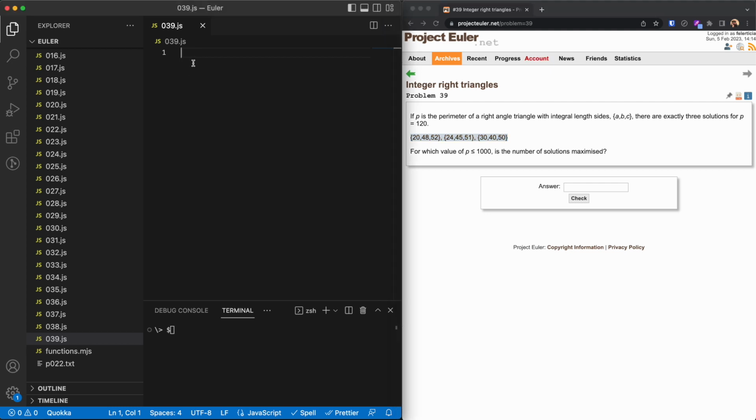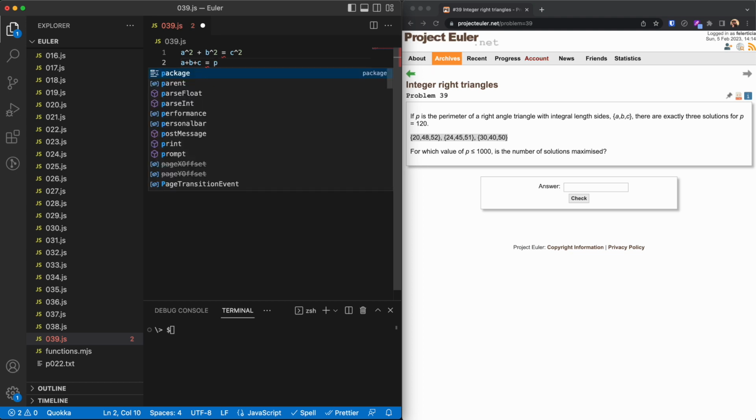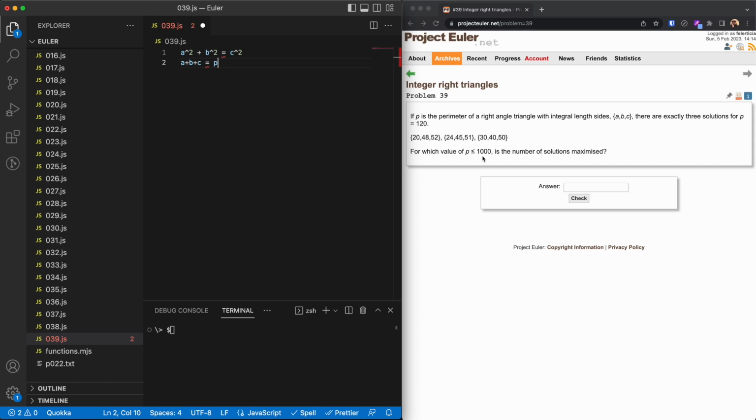So we should remember that a right triangle is always like this: a squared plus b squared is always equal to c squared in a right triangle. And for each and every triangle, whether it's a right triangle or not, a plus b plus c is equal to p. This is the formula for perimeter. So for which value of p less than or equal to 1000 is the number of solutions maximized? Having these two can help us.